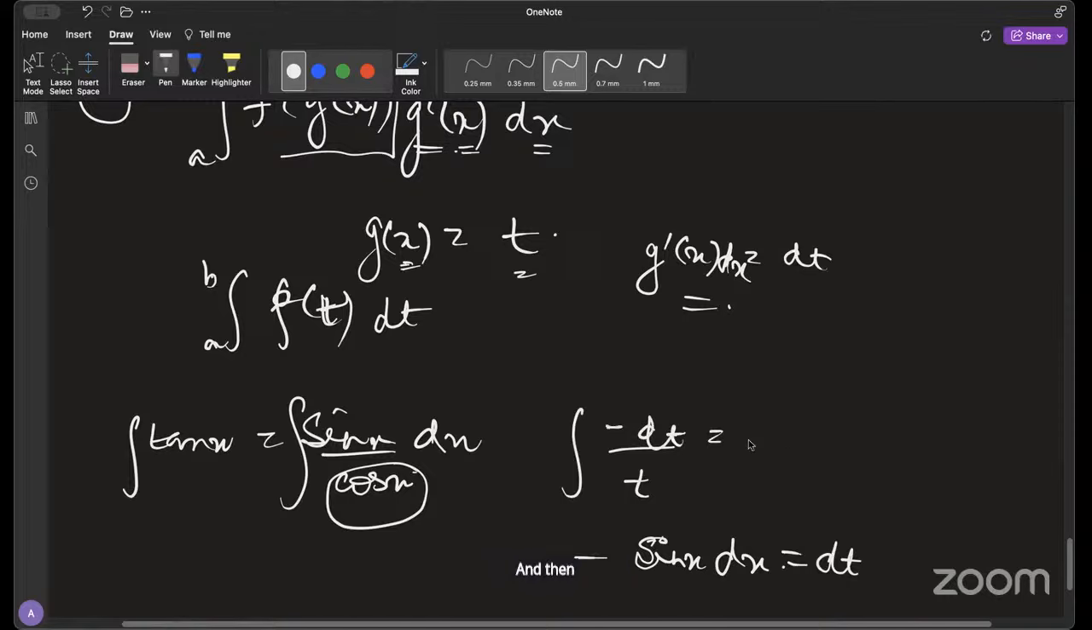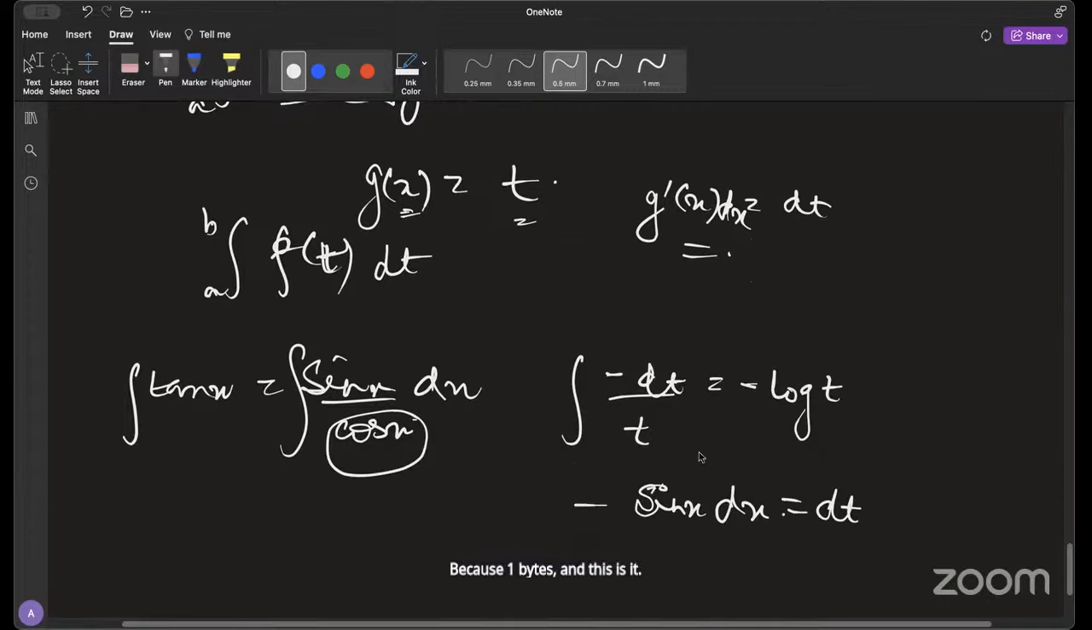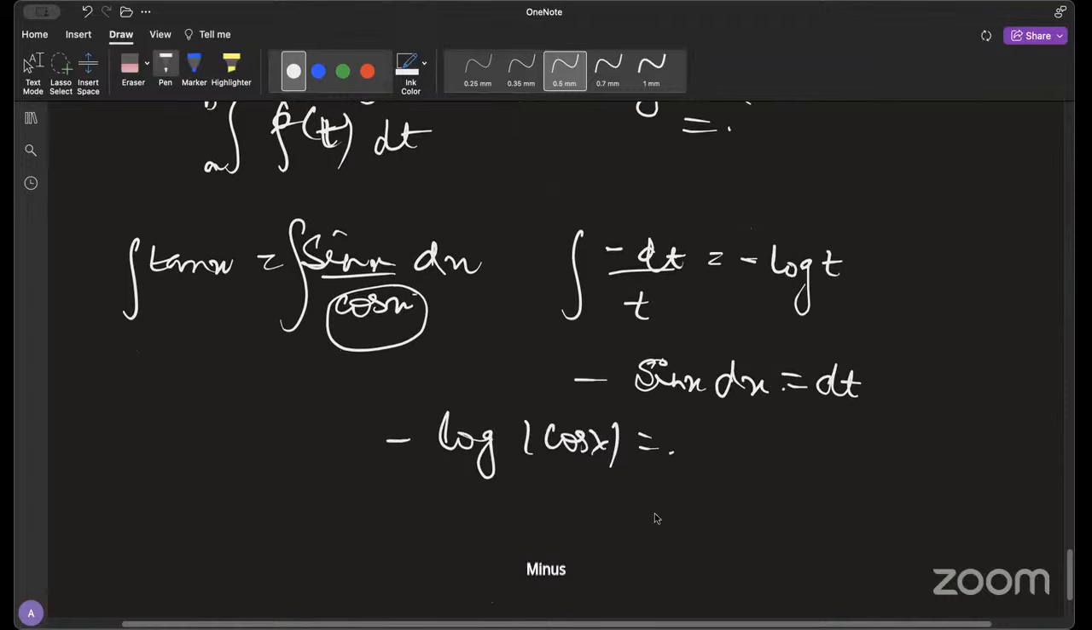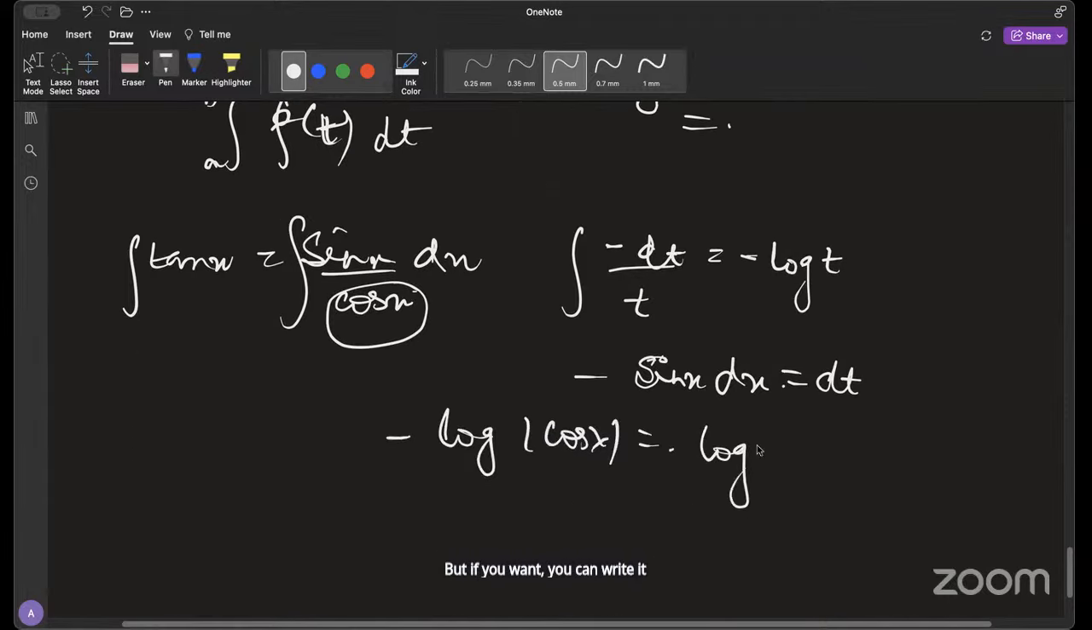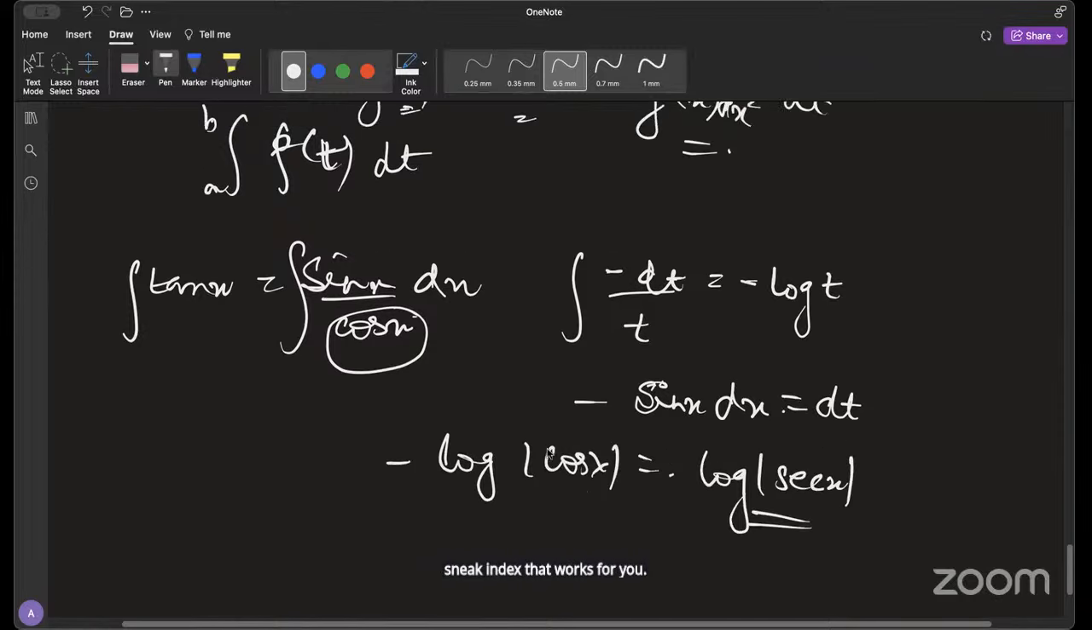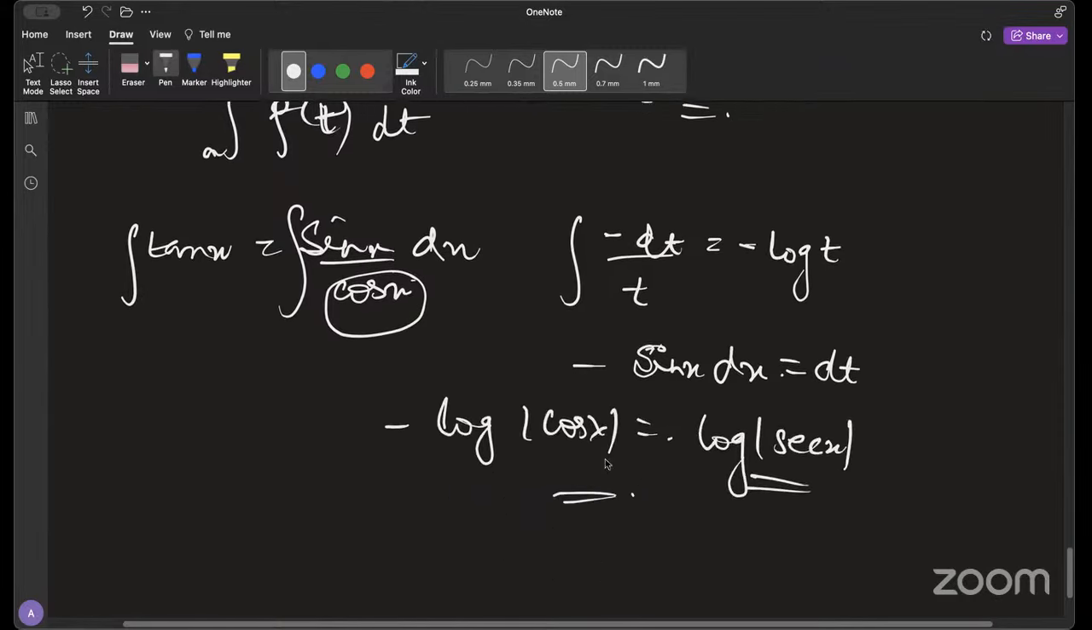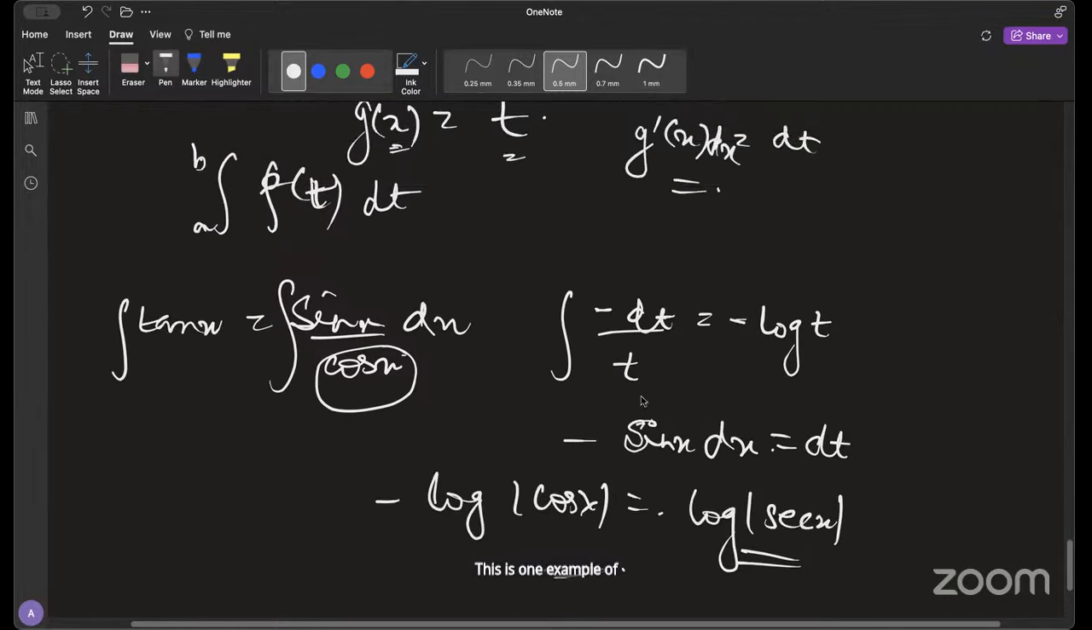And then this becomes log of t, because 1 by t is the integrand, and this is it. And then you replace t back with the cos x. So you get minus log of cos x. Or if you want, you can write it as log of secant x. That works too. This is one example of doing the substitution thing.